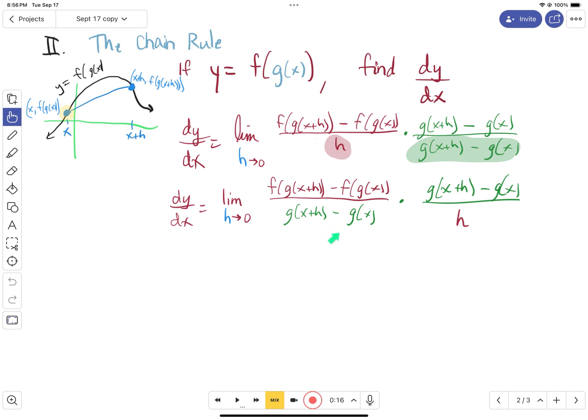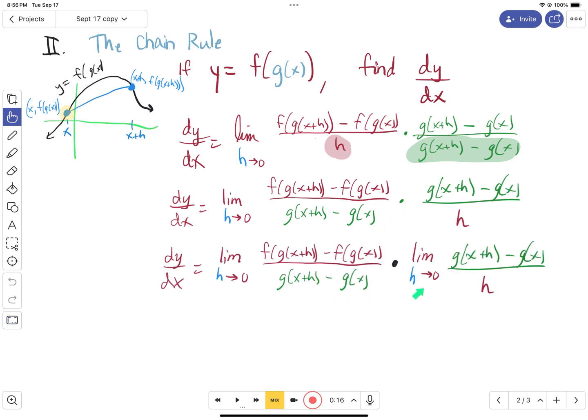And now look at what we have. We have that the derivative of this composition of functions is the limit as h approaches 0 of the product of these two rational expressions. Well, a property of limits says that the limit of a product is the product of the limits. So we'll rewrite this as a product of two limits.